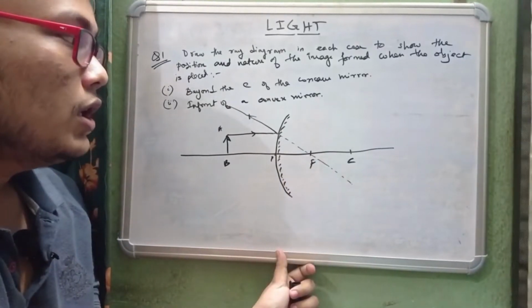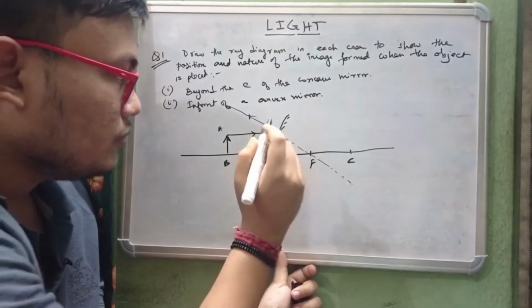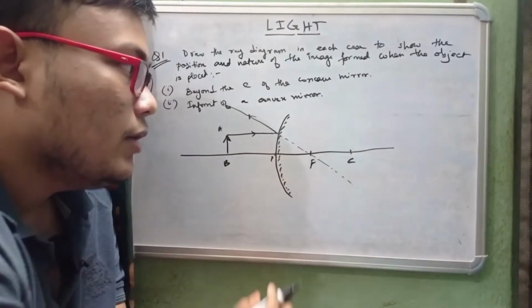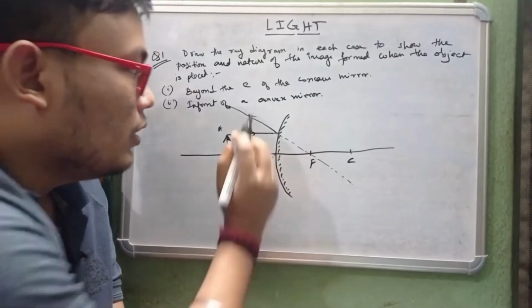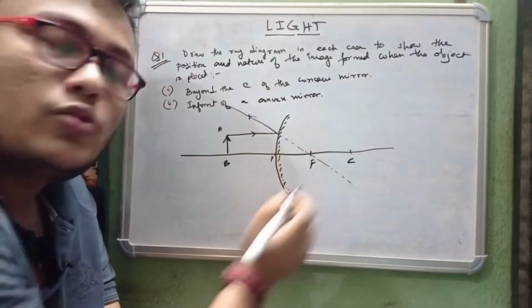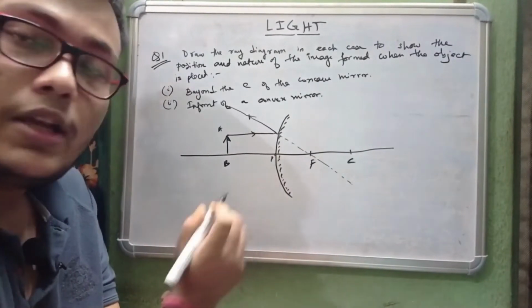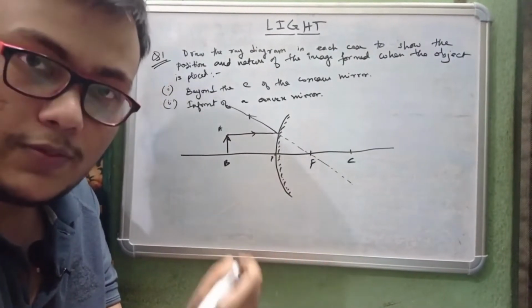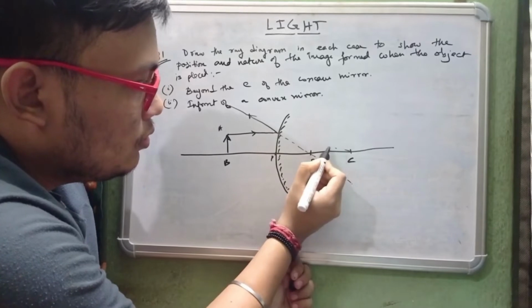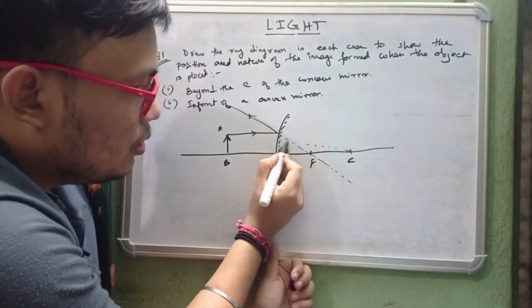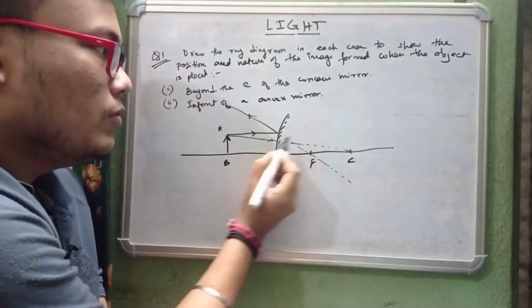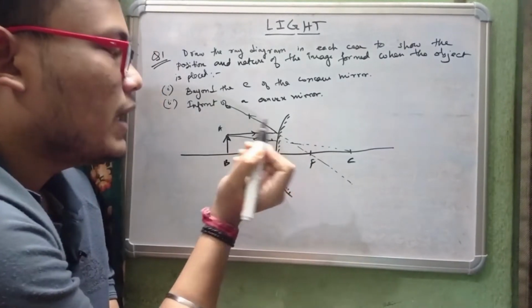The other ray, like we know, if the ray is directed towards the center of curvature, there will be no change, it will retrace back its path, right? If the ray appears to pass through the center of curvature, it will retrace back its own path. So let's say it appears to pass through the center of curvature, so it will retrace back its own path.